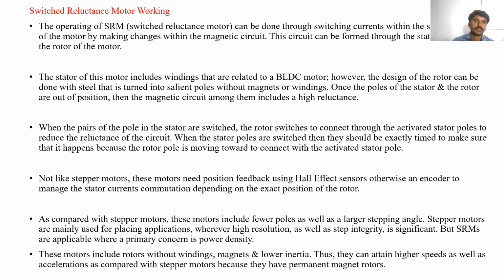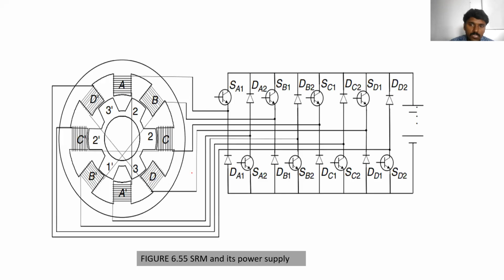I will explain you, just listen, point to point. When pairs of poles in the stator are switched, the rotor moves to connect through the activated stator poles to reduce the reluctance of the circuit. So when the stator poles are switched, they should be timed exactly, because the rotor pole is moving toward the activated stator poles. What we can say here is that the operating principle of the brushless DC motor and the operating principle of the switched reluctance motor are the same.